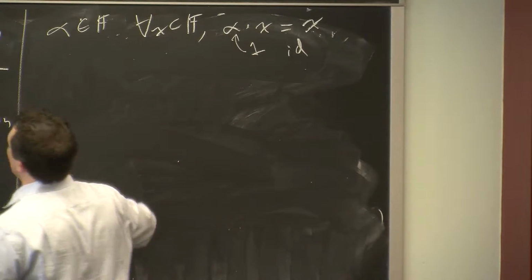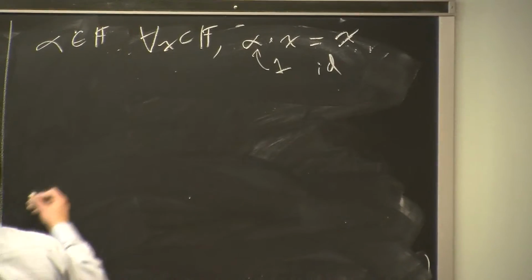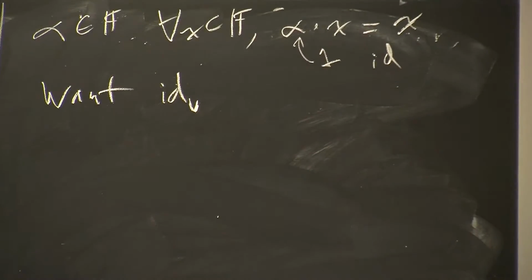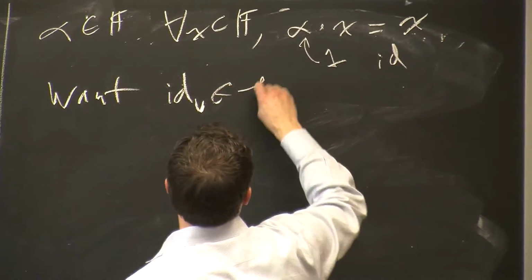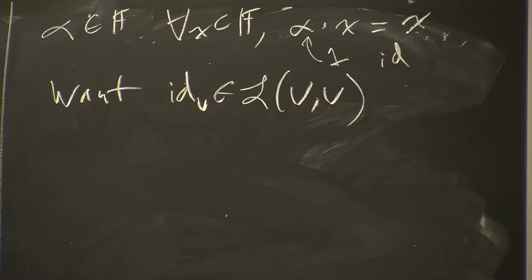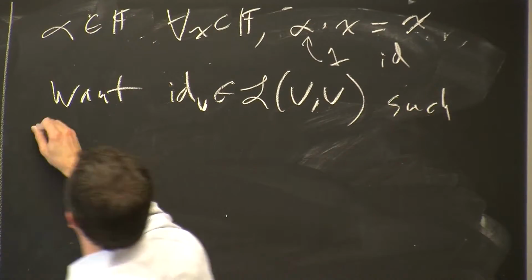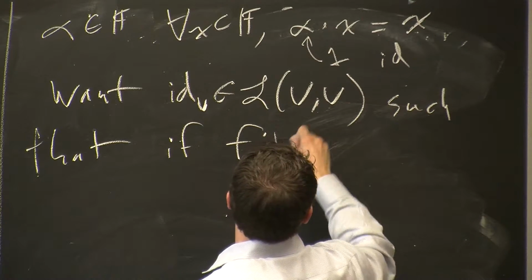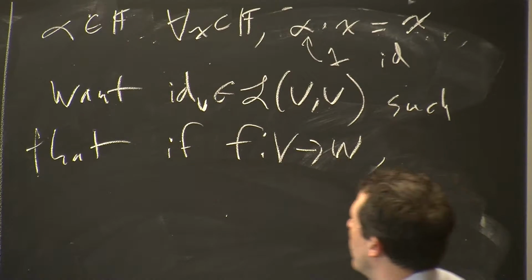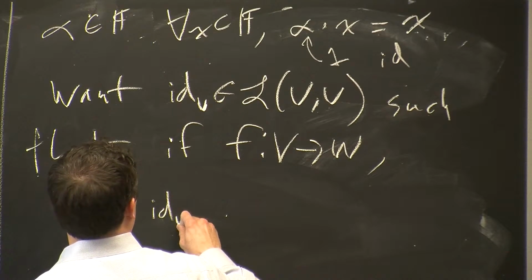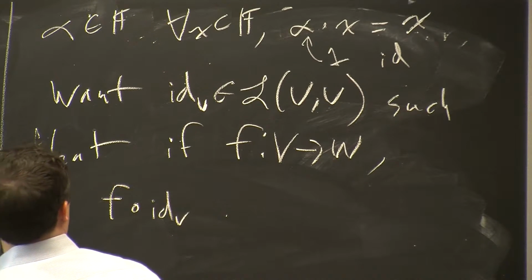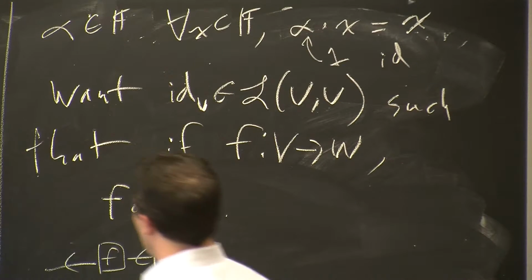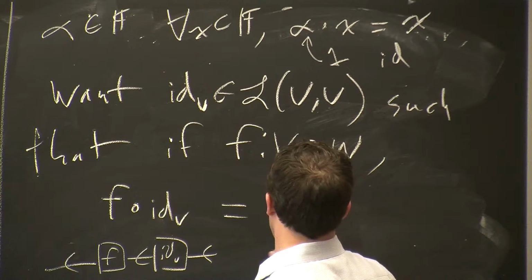Some sort of special function f or g, so we want some kind of identity, and that identity is going to have to depend on the vector space that we're talking about, which is a map from a vector space to itself, such that if f, say, goes from V to W, we want first applying identity V and then applying F is the same as just applying F.